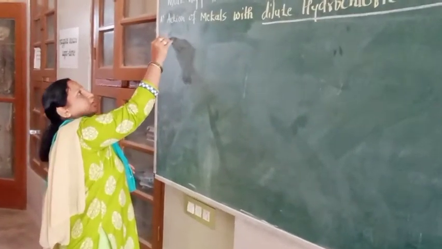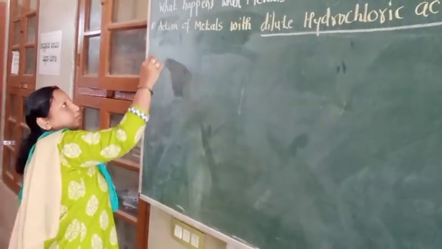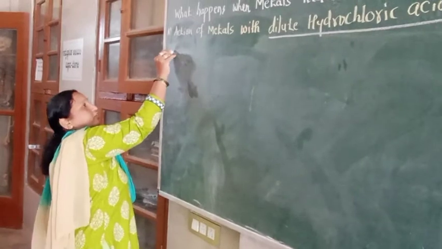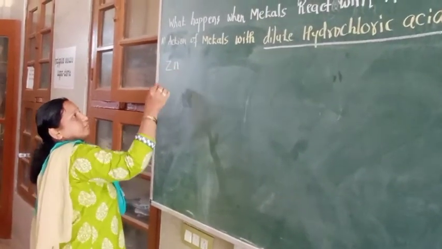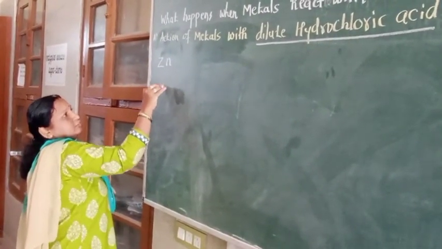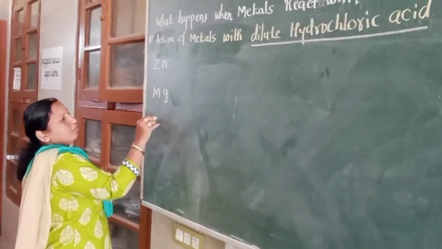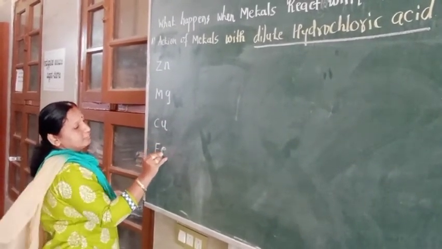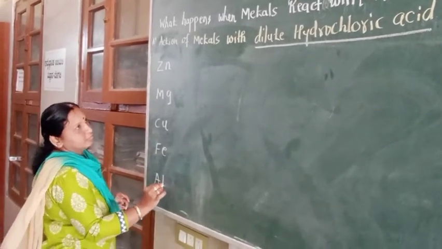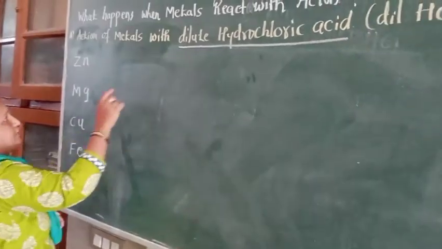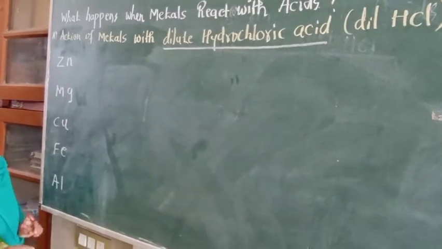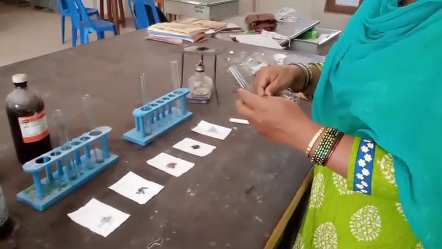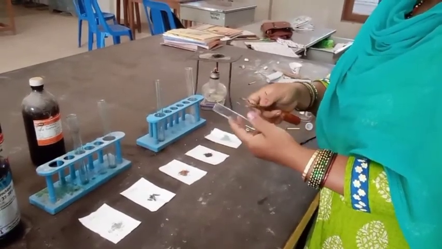We have already written that. I have already shown you the zinc. So let us see how the zinc is going to react. And we have magnesium, copper, iron, as well as aluminum. Let us see how the dilute hydrochloric acid is going to react with all these elements. Zinc is going to react with the dilute hydrochloric acid.